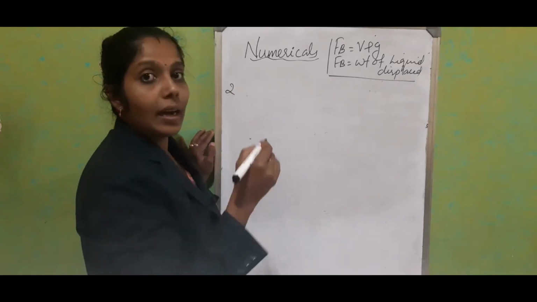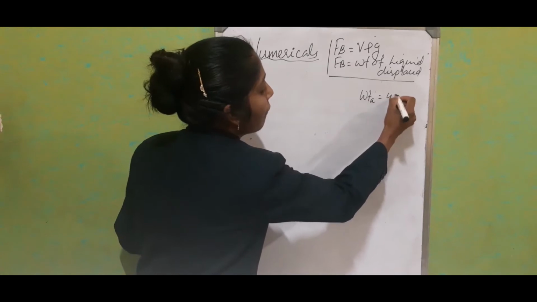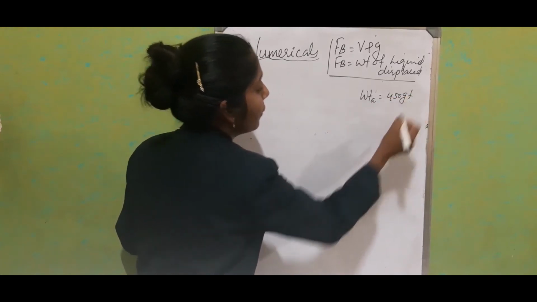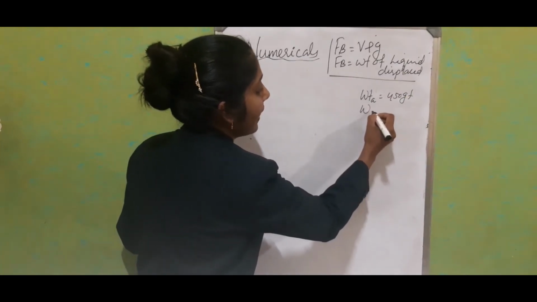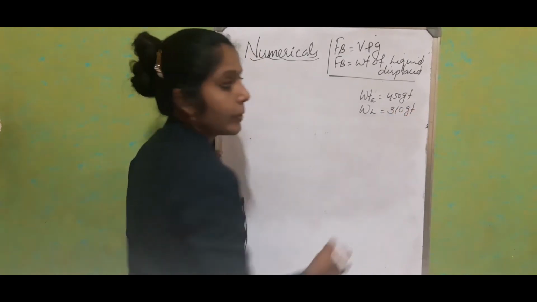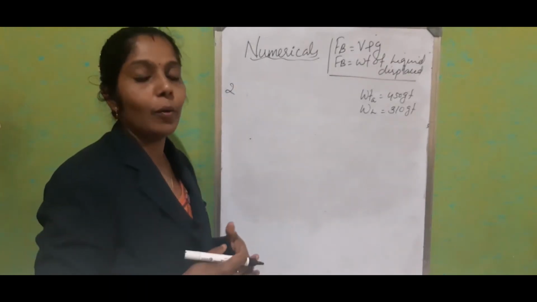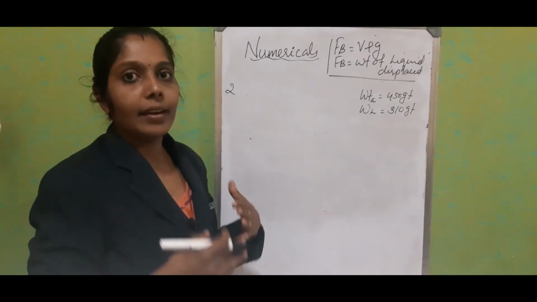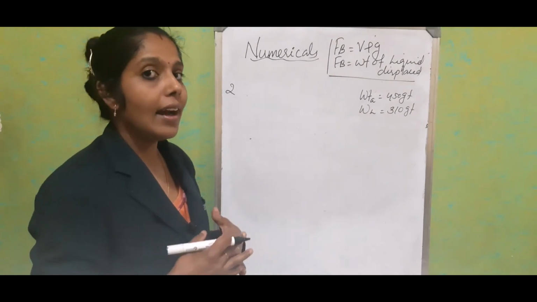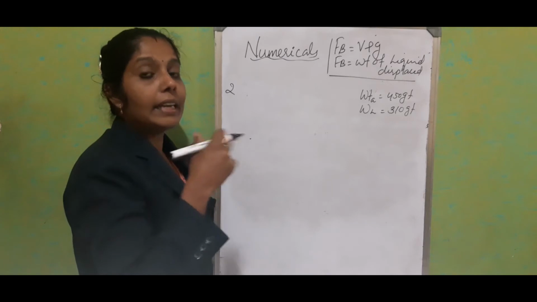Second question: a body weighs 450 gram force in air and 310 gram force in liquid. We have to find the volume of the displaced water, the weight loss, and the upthrust. First, we'll find the volume when the body is inside the water.